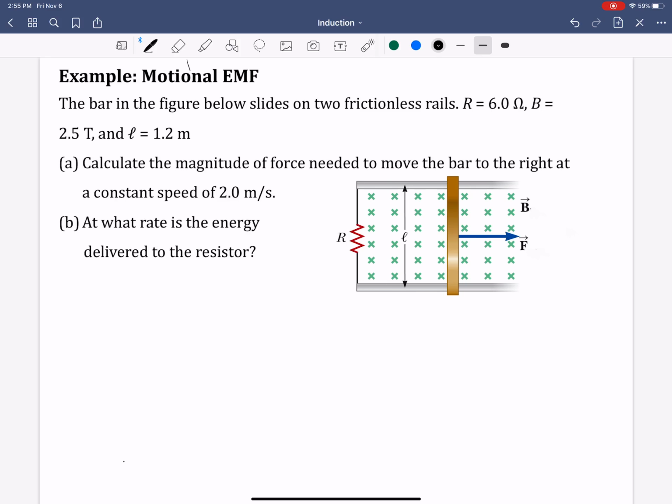Okay, so what should clue you in as to what to do in the first place is, well, there's a constant speed, right? Constant speed. That should clue you into the forces should cancel. We only have one force shown, that's the force applied. Well, there must be another force, and if the forces cancel, that means that force has to be to the left. And what force is that? Well, if we have currents and magnetic fields, we have a magnetic force, FB.